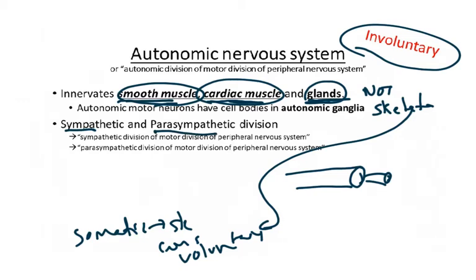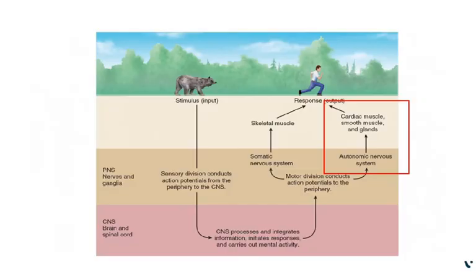Let's take a big picture look at what's happening, though, before we get too far into the differences between sympathetic and parasympathetic. So in this picture, we're seeing a flow chart that allows us to think about what happens in response to a stimulus. So let's start here on the flow chart. It starts when you see a bear. That's our stimulus, that's our input.